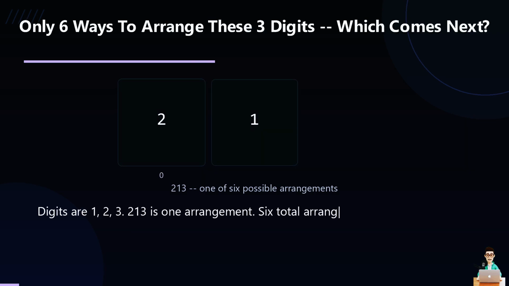2, 1, 3. 6 arrangements total. What's the very next bigger one? Stick around. The trick behind this answer runs inside every combination lock and scheduling system you've ever used.